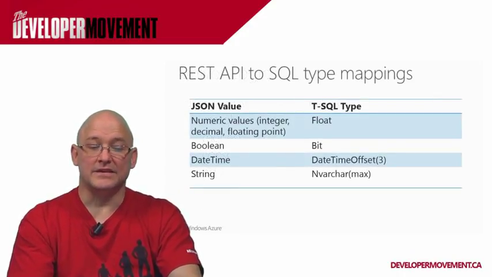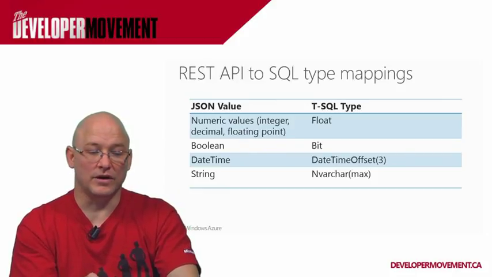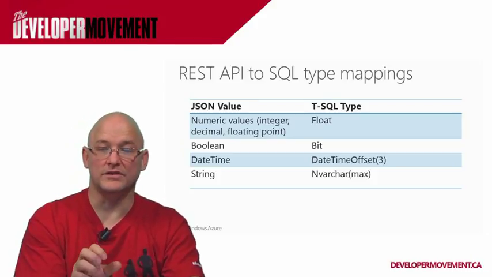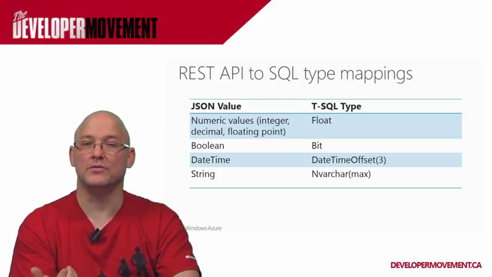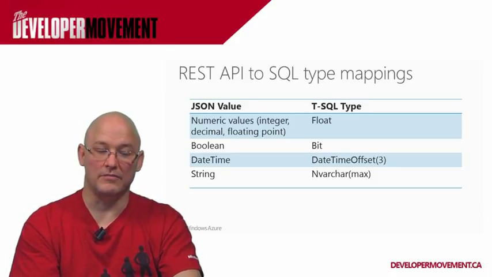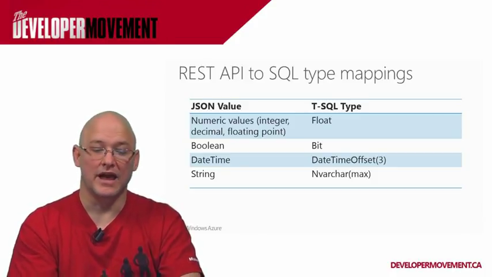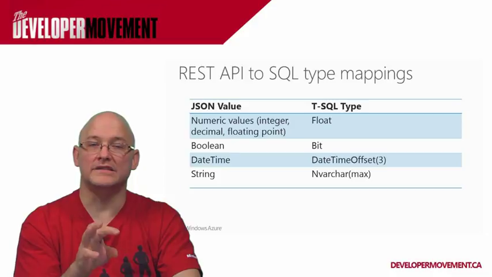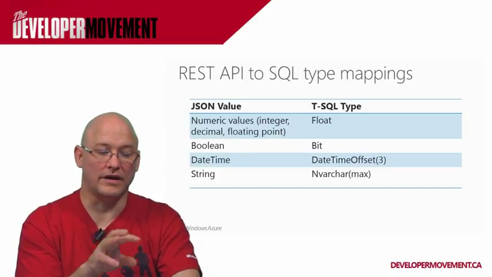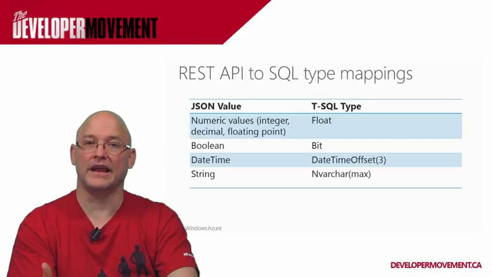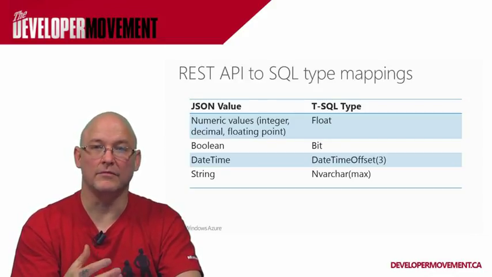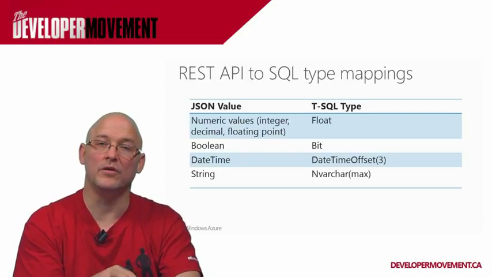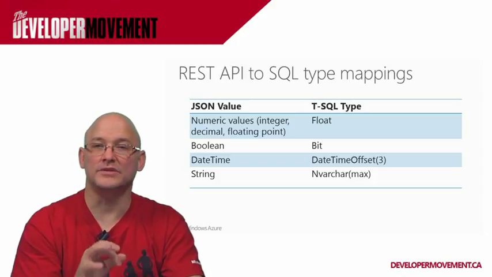Now, the REST API to SQL mappings: if you look at most of the numeric types at this point, it's fairly basic. Most of the numeric types are handled under the T-SQL type of float. Booleans are handled by bit. Date time is a datetimeoffset of 3, and the string is a max varchar. So it's a fairly basic mapping, and from what I understand, this is going to be expanded and enhanced over the coming months. One thing to note is that right now Azure Mobile Services is still in preview mode, so you will see things change.